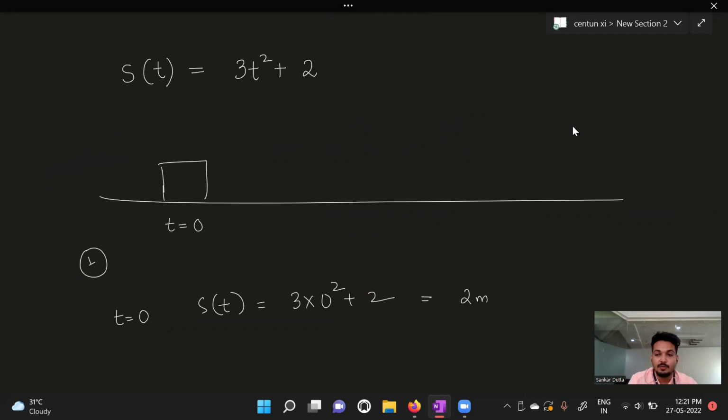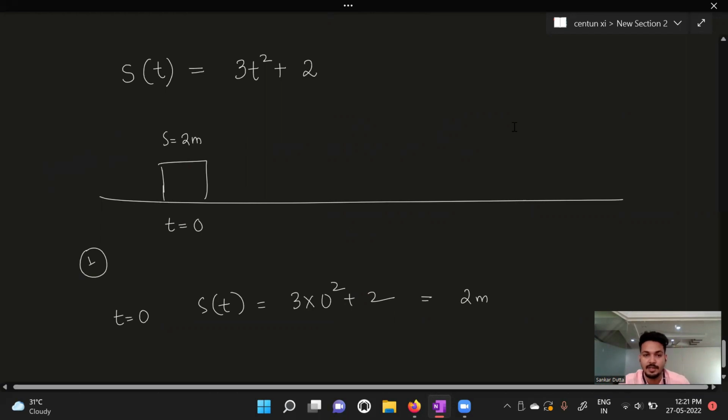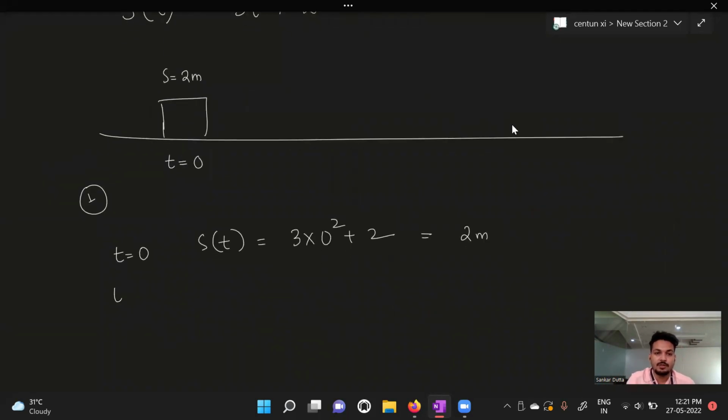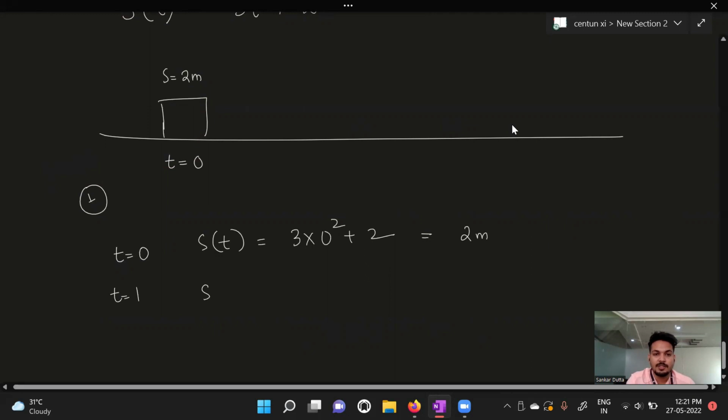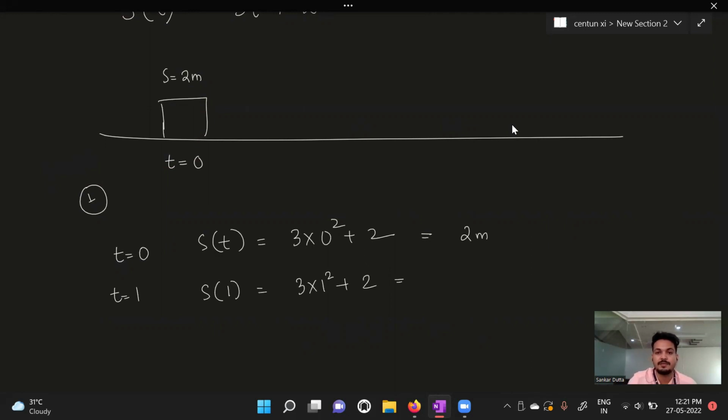So that means when I started observing, the body was located at 2 meters. 2 meters from where? From the origin, from the reference point, from where we are measuring the distance. Maybe there is a wall, maybe there is a signpost, I don't know. But at t equals 0, I know the body is located 2 meters from something. What about t equals 1 second? At t equals 1 second, it will be 3 times 1 squared plus 2. This means 5 meters.